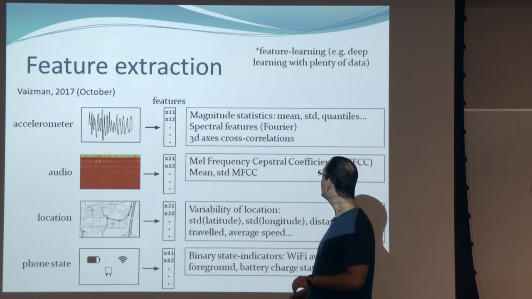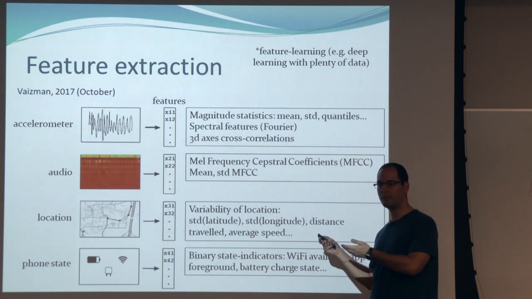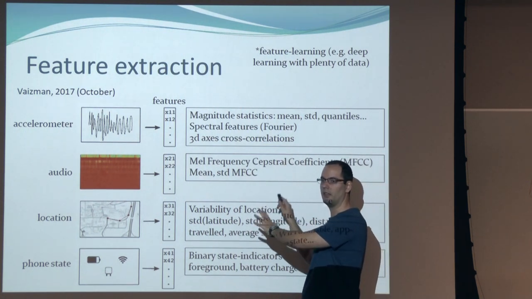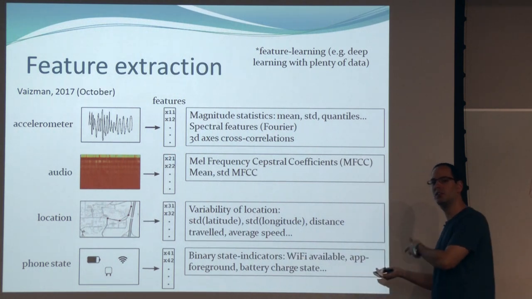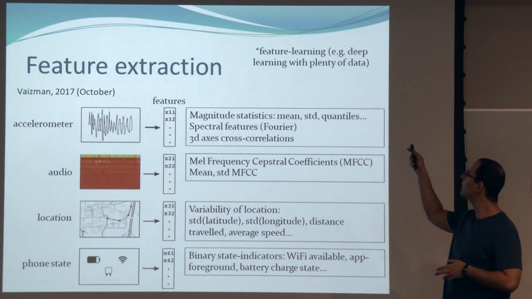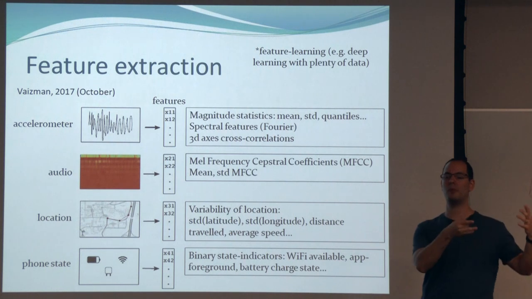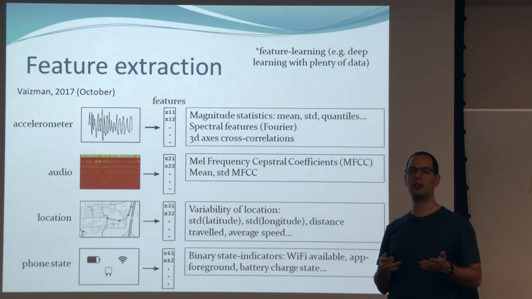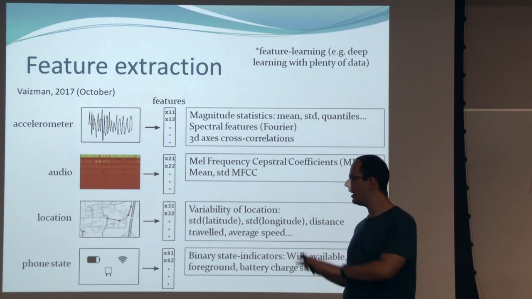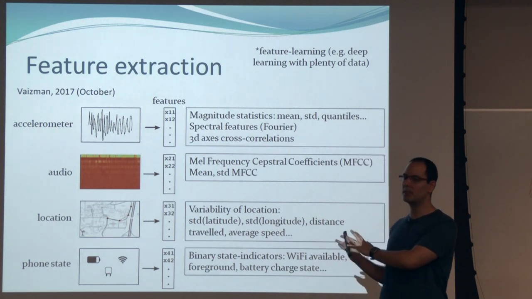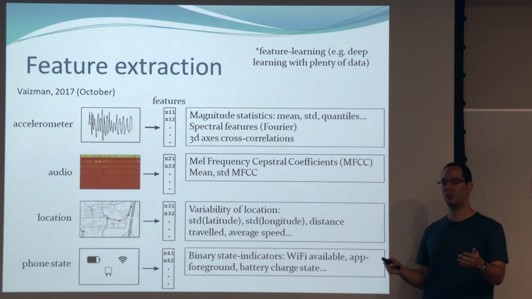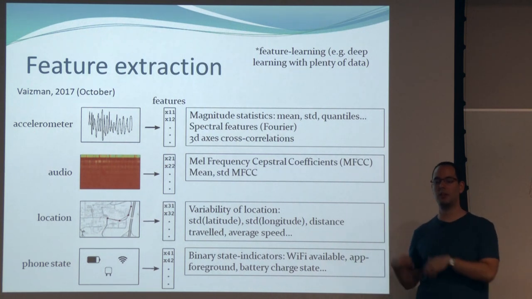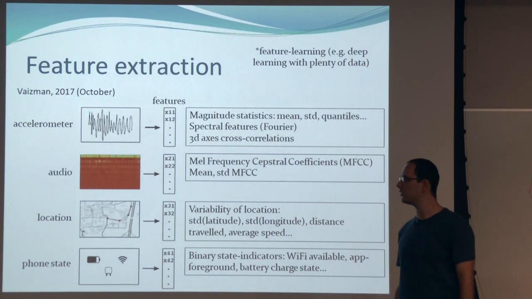Another option is to use feature learning. So that was feature design, like, I decided what kind of features I want to extract. An alternative is to use feature learning, sometimes with deep learning from the raw measurements. But it's mostly applicable when you have plenty of data. And in this field of processing sensors to recognize context, I'm not sure we're still at that level of plentiness of data that we can confidently learn the features.